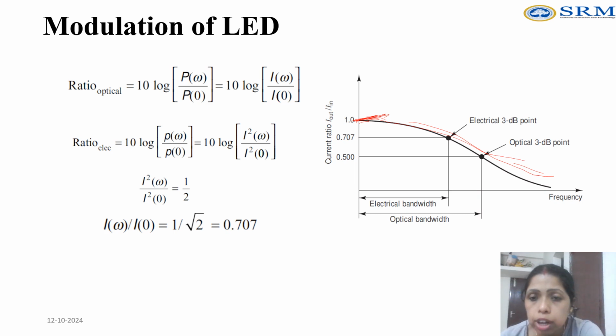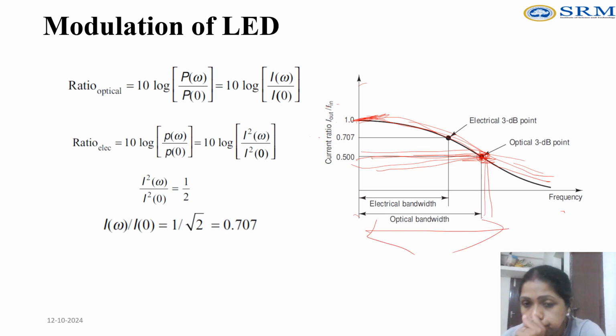In the case of optical power, the bandwidth is defined when the optical power is reduced by 3 dB from the initial power. That is the 3 dB point. At this moment, where the power is reduced by 3 dB with respect to input power, the ratio of the current is half. Here the graph is between the ratio of the current and the frequency. At this moment the ratio I out by I in is half. So this is your optical bandwidth.